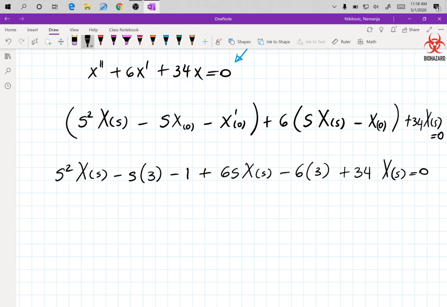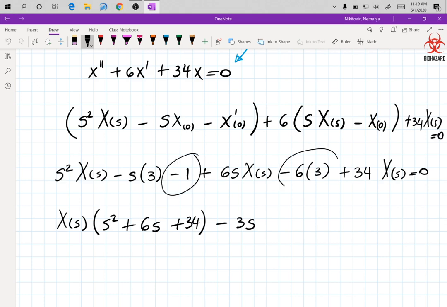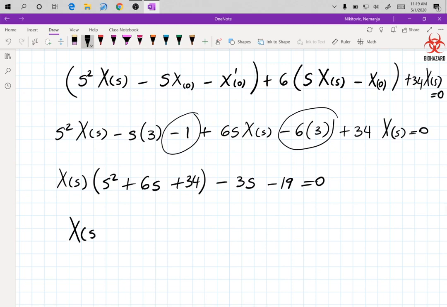I'm used to f, and then we kick in with x. So factor out X of s, and we get what in parentheses? We get s squared plus 6s plus 34, and then minus 3s, and then I have negative 1, and negative 18 is negative 19, equal to 0. So when I solve this for X of s, I get 3s plus 19 when these two go to the other side, divided by s squared plus 6s plus 34.